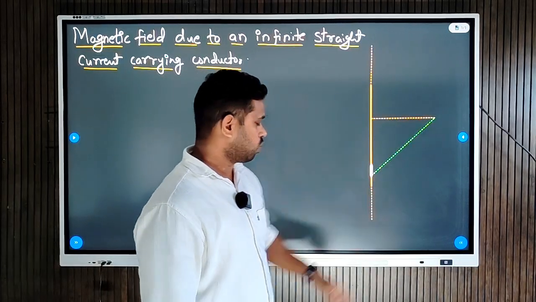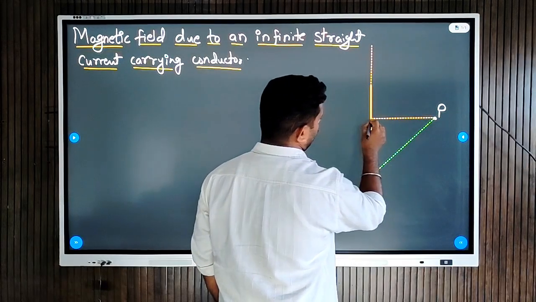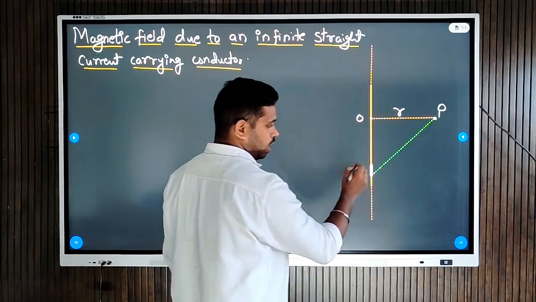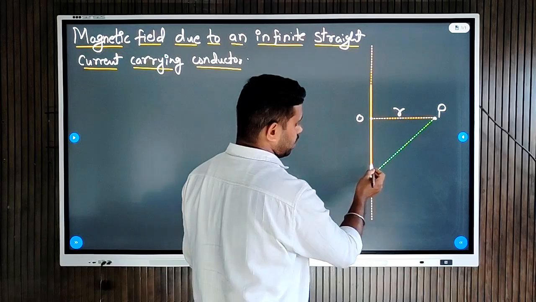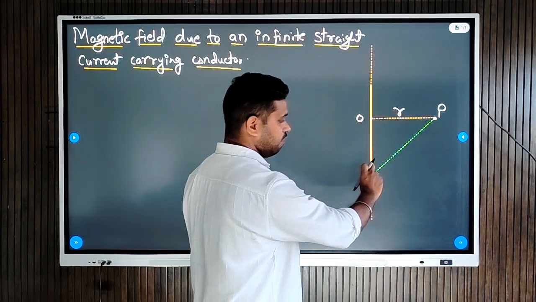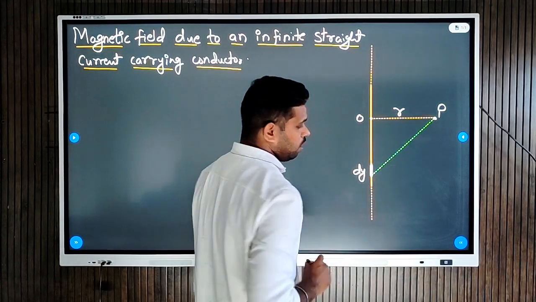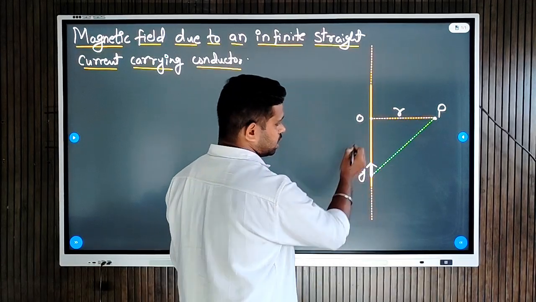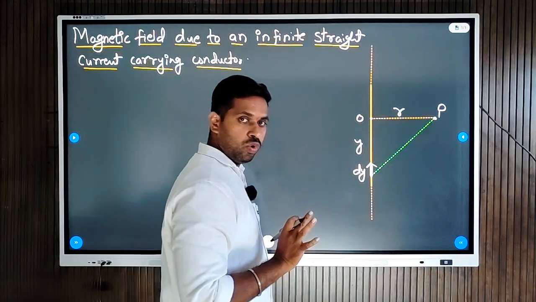We are required to calculate the magnetic field at this point P, from some origin O, situated at a distance R. For that we are going to use Biot-Savart's law, and we know that to use it, we need to consider an infinitesimal current carrying element. So let us say the current carrying element dy, which is carrying current in the upward direction, is situated at a distance y from the origin O.